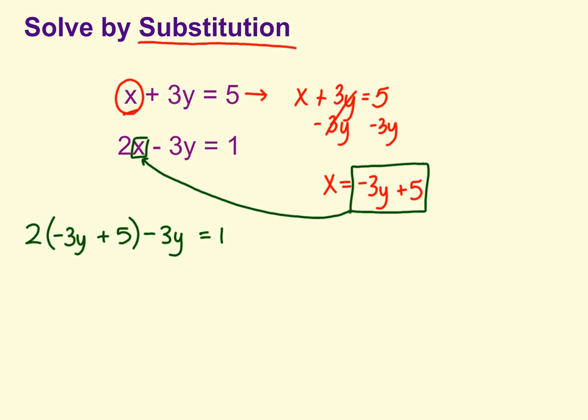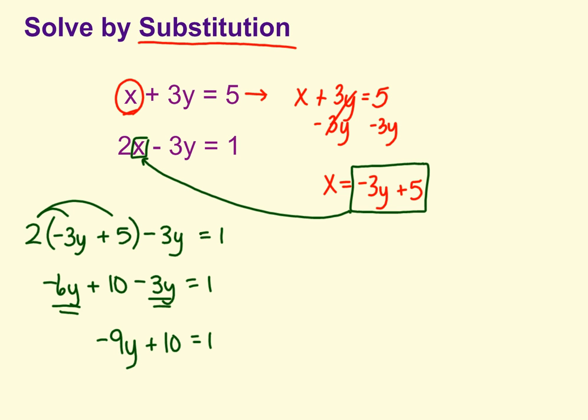Now we just have a regular equation to solve. Anytime you have parentheses, we'll go ahead and distribute. So we have negative 6y plus 10 minus 3y equals 1. You might have some like terms to combine, so we can go ahead and put those together. A negative 6y and a negative 3y give us a negative 9y. Bring down your plus 10 is equal to 1.